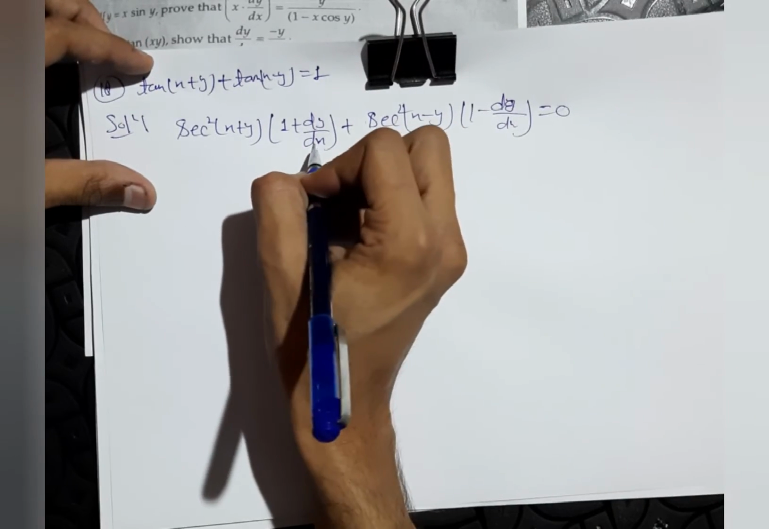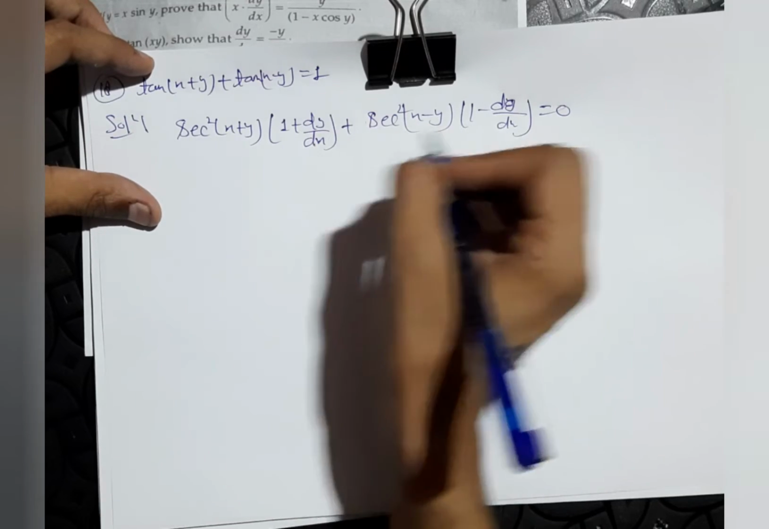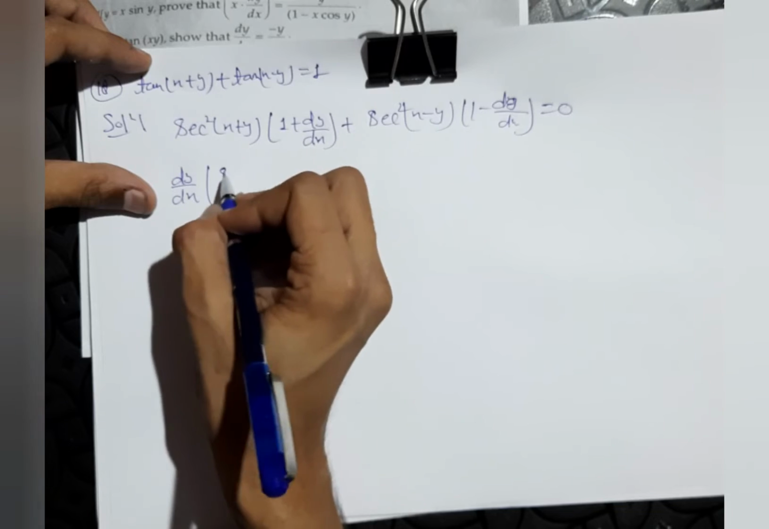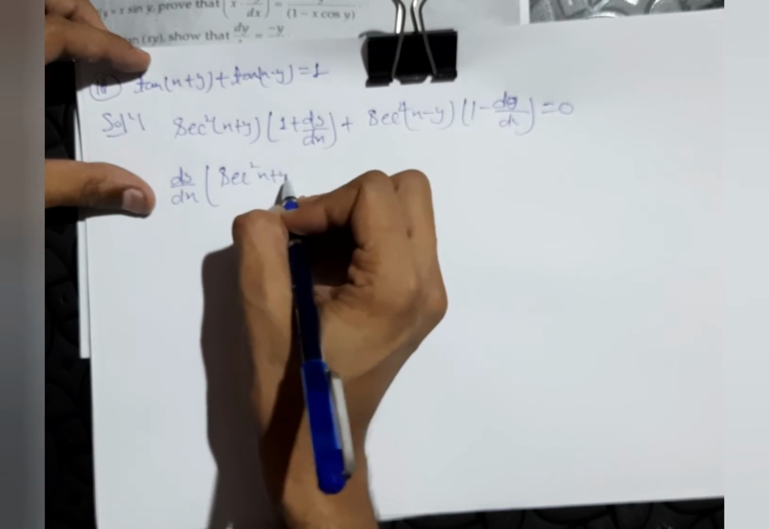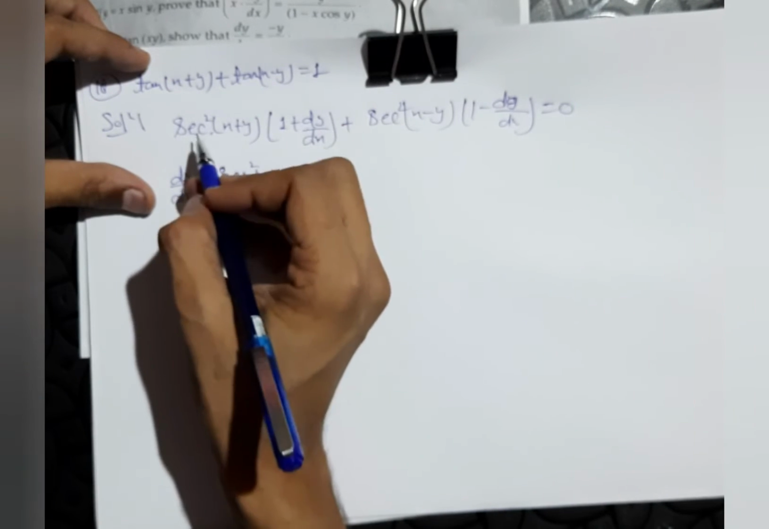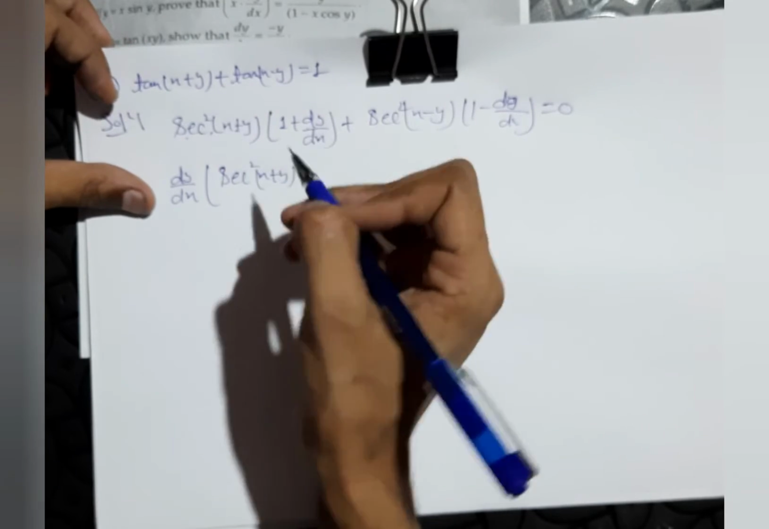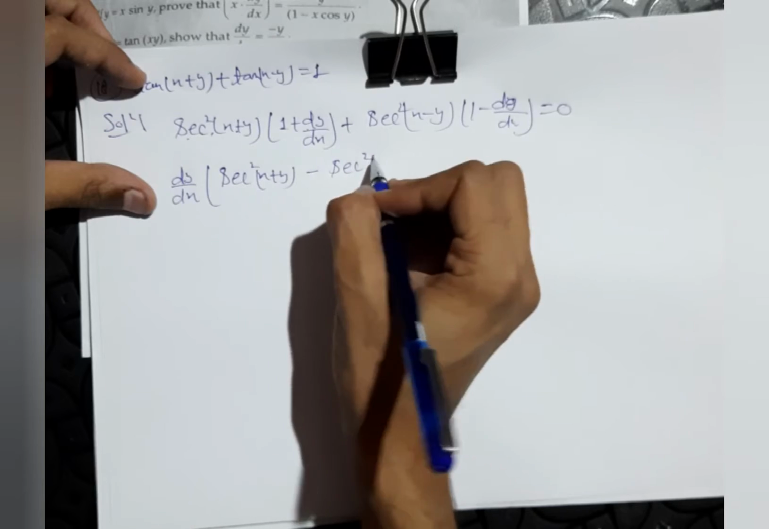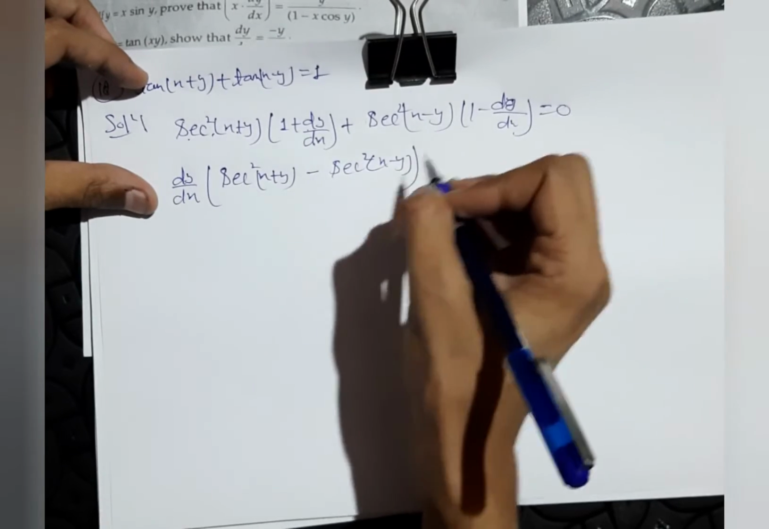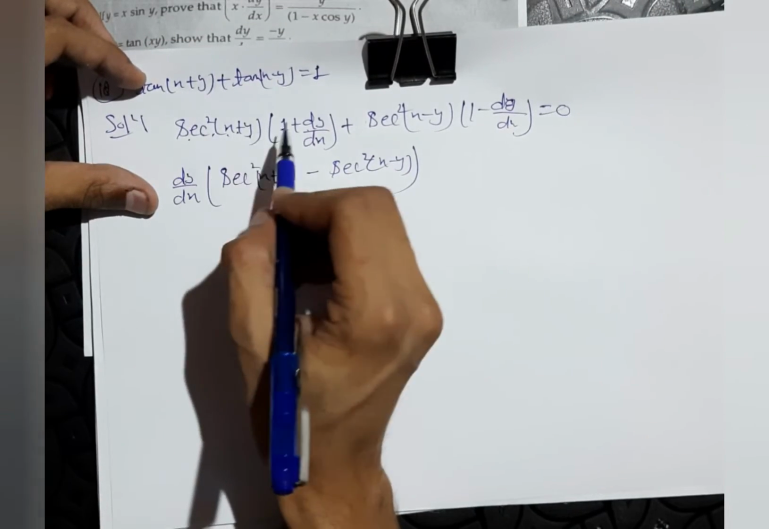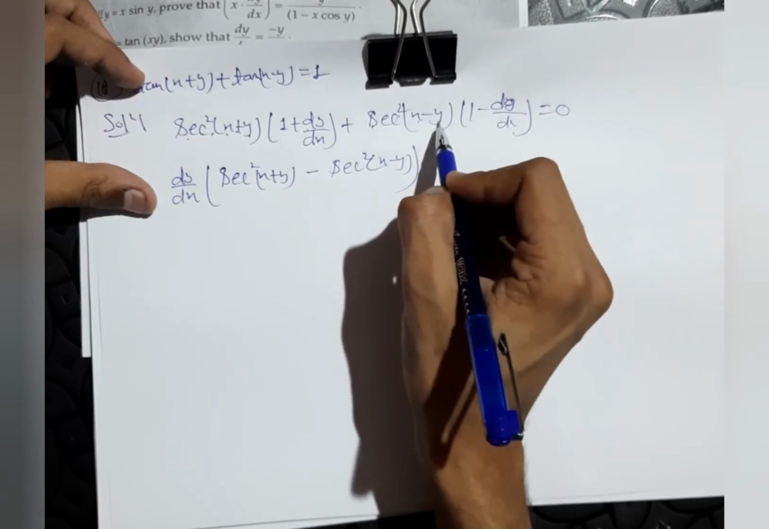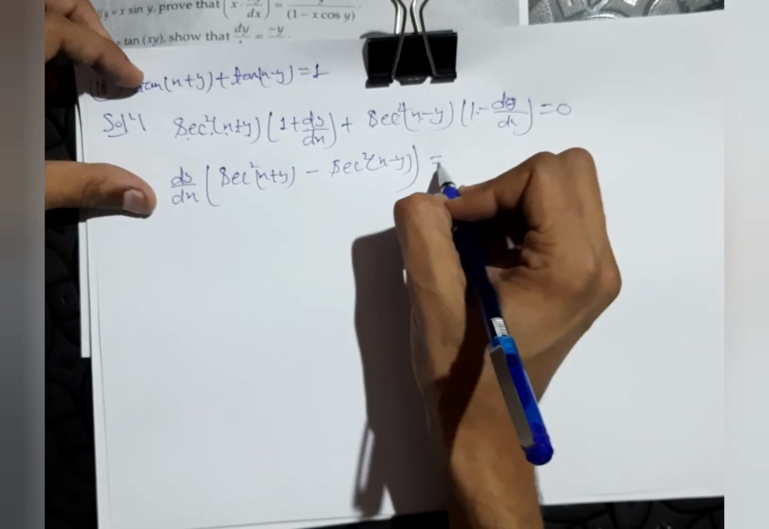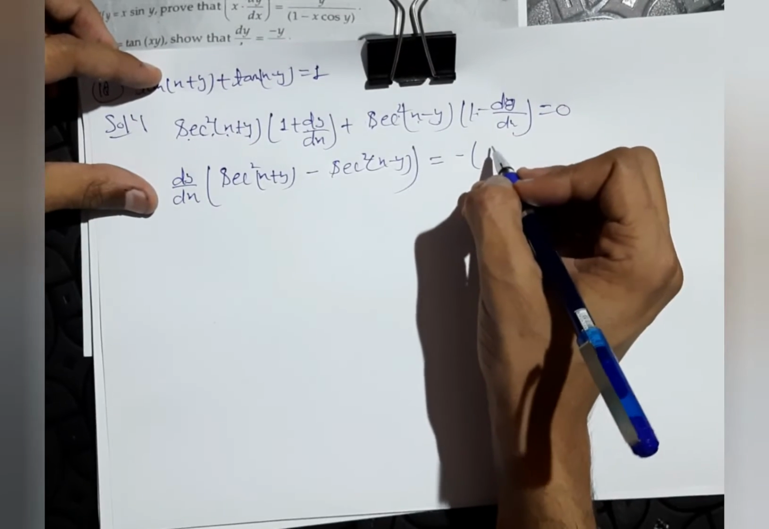So dy over dx is here and also there, so I am taking it common. The remaining terms are sec square of x plus y from here, then I multiply sec square of x plus y into the bracket, and from here negative sec square of x minus y, and the remaining terms are sec square of x plus y times 1 and sec square of x minus y times 1, and I am taking both the product into the RHS, and I get it with the negative sign.